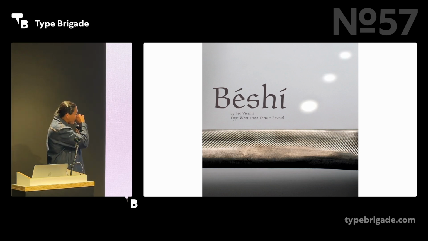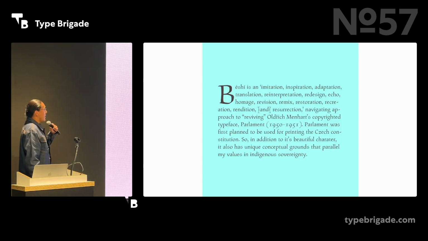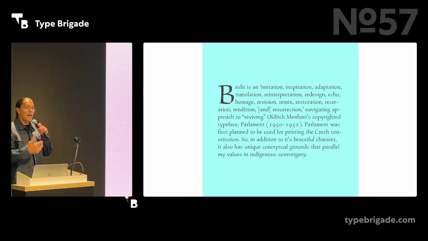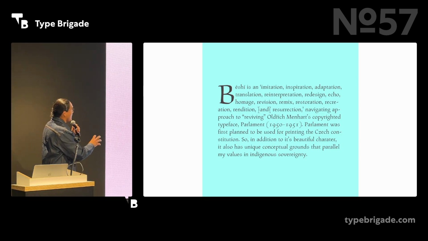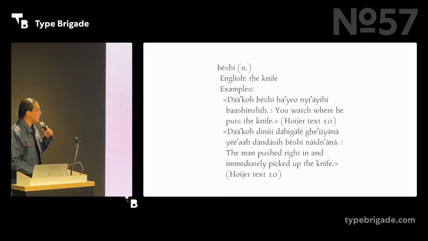This is the first project that I did from Type West. It's entitled Beshi. It's a revival of Uldrich Menhart's typeface Parliament, and I really appreciated this work. It's a text typeface, so once you get into those very small sizes, it's a lot of pixel pushing, and this still needs a lot of work on kerning. But in terms of the revival of it, I think it's very successful. I do want to publish this, or I had wanted to publish this, but because of copyright issues, it's not necessarily available right now. But Beshi in Hickorea means the knife.